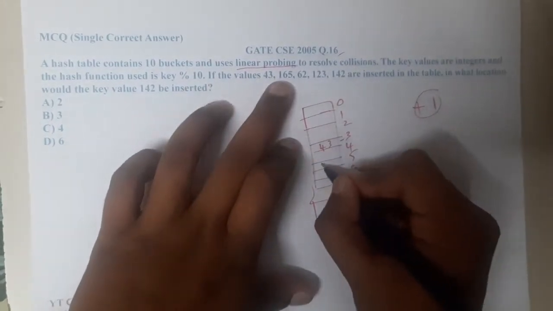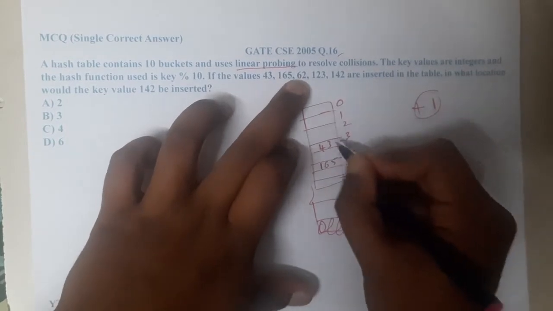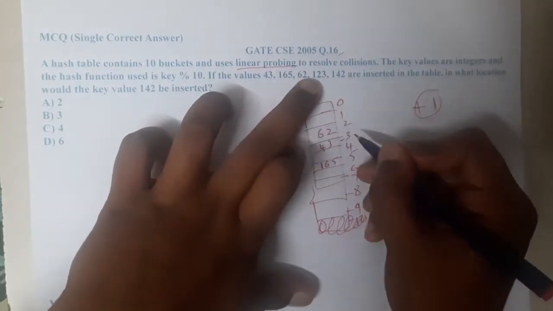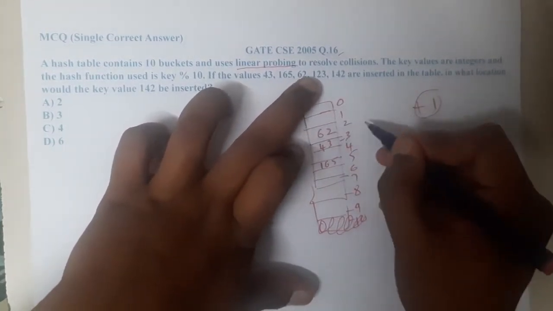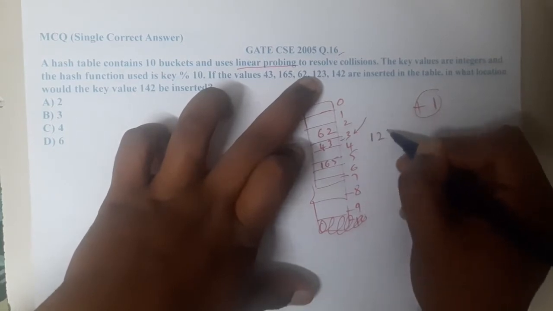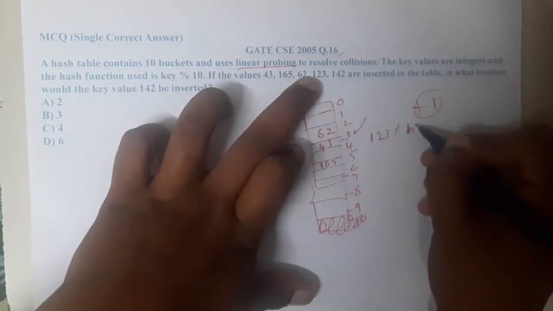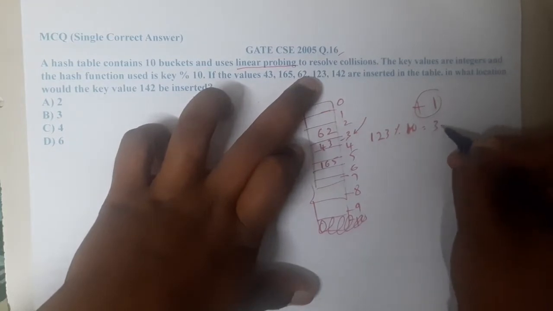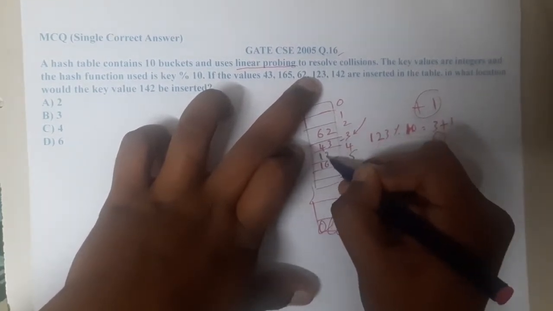So where 165 will get? So 165 will get here. Where 62 will get? 62 will get here. So where 123 will get guys? So 123 should get at 3rd place, right? So 123 mod 10 is nothing but 3. But 3rd slot is already filled. So we did +1. So we went till 4th location. So at 4th location, let us insert 123.